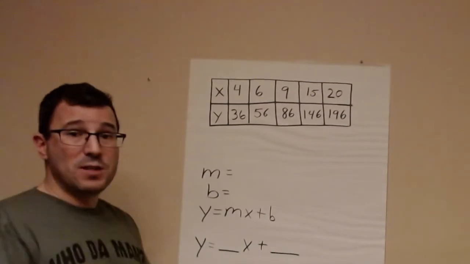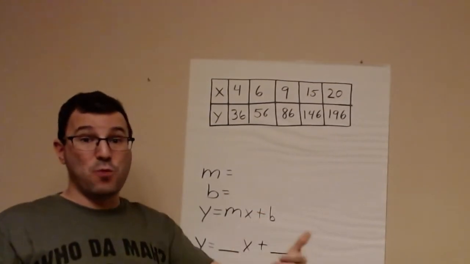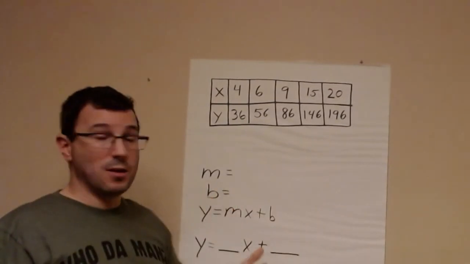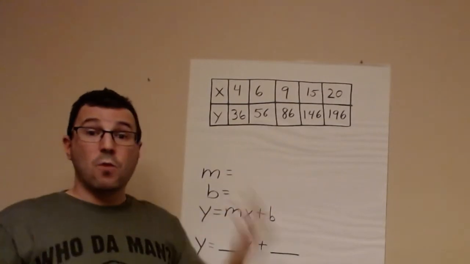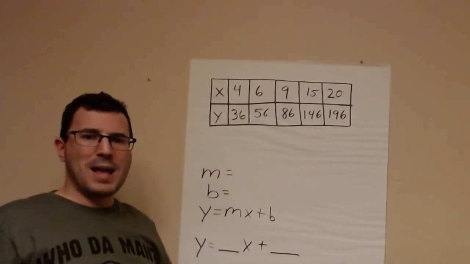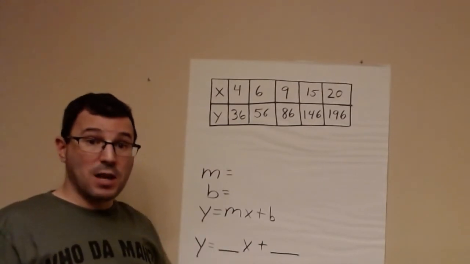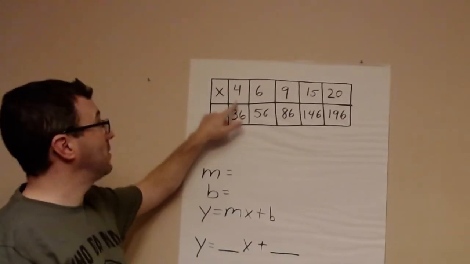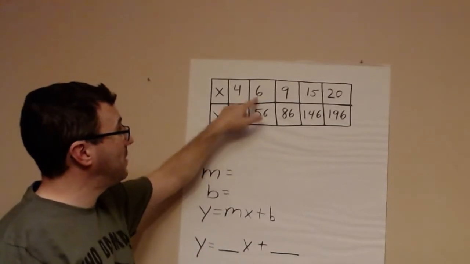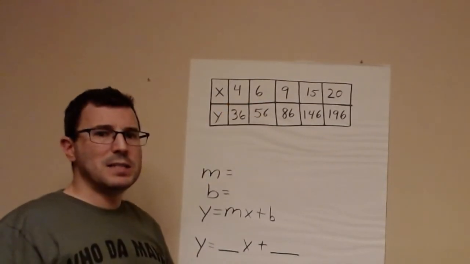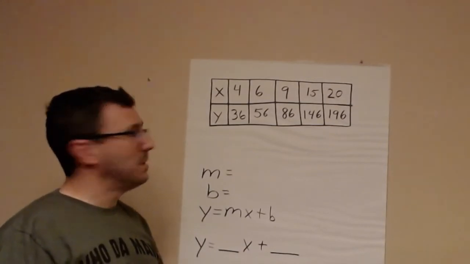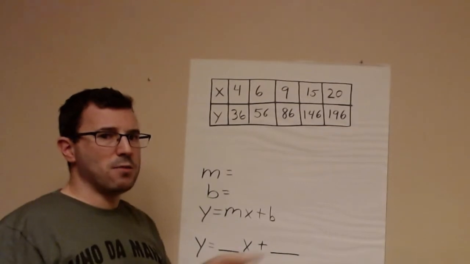So what I'm going to do is find the difference between each x value and each y value. One thing I can do is look and go, okay, if I do y divided by x, do I get the same thing every time? So 36 divided by 4 is 9. 56 divided by 6, that's not 9. That's 9 1/3, 9.3 repeating.